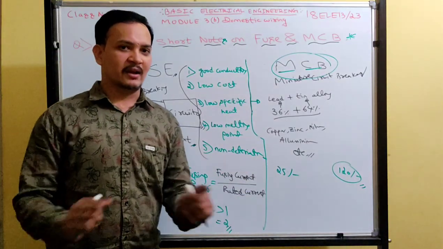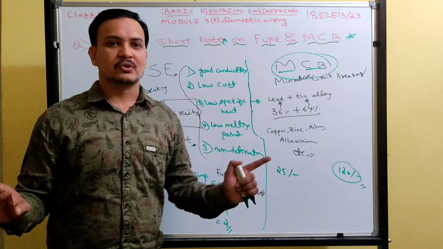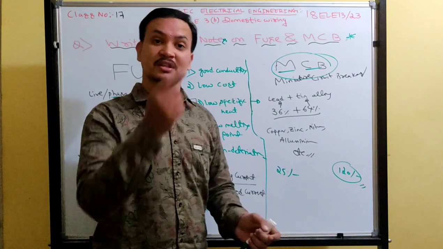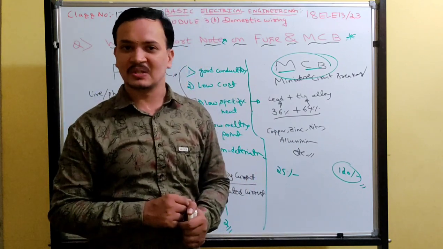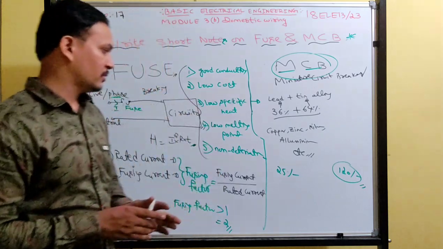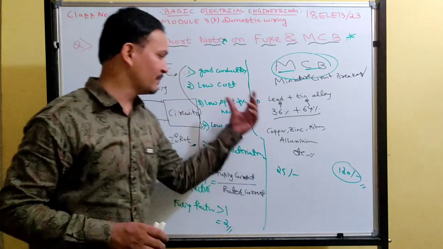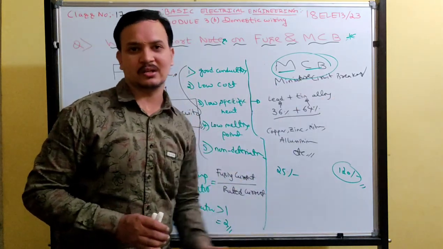Once again, a final touch. Both are protective devices. Both the fuse and MCB should connect in series with the circuit, and both should connect to the live wire of the supply system. The major difference: the fuse cost is less, the MCB cost is higher. The fuse is the simplest device; the MCB is an advanced device. It can make and break the circuit.